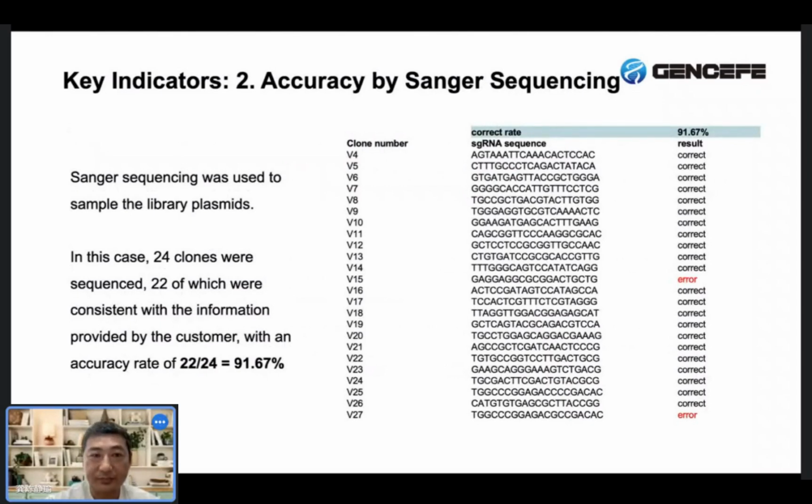The next idea is accuracy. Accuracy means how many sequences in the library are correct, that is, the percentage of sequences that are correct. Some of the sequences may be wrong or nonsense. So in this case, we have a library. We sequenced 24 clones, and 22 of them are correct. So the accuracy rate will be 91%.